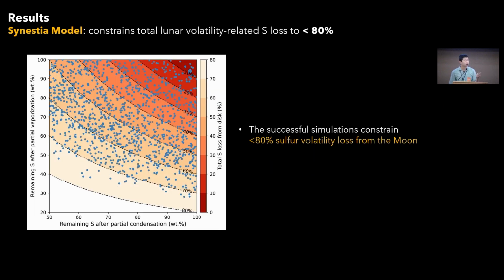Our successful model can also constrain how much volatile loss can be allowed for the sulfur. If we plot the sulfur loss due to partial condensation on the x-axis versus partial vaporization on the y-axis, we can constrain a maximum of 80% of sulfur loss that can be solely due to the volatility-related process in the disk. Because sulfur is such a representative volatile species, we can use this result to benchmark the magnitude of the volatile depletion of other species as well, making it a valuable data set to continue to work with.